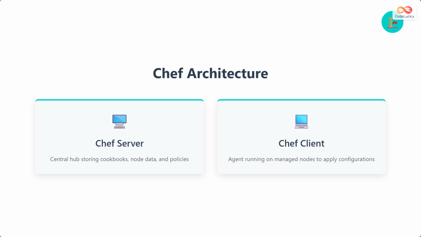The Chef client pulls down the relevant cookbooks and recipes from the server, then executes them locally on the node. This architecture allows you to manage hundreds or thousands of servers from a single central location, ensuring consistency across your entire infrastructure.